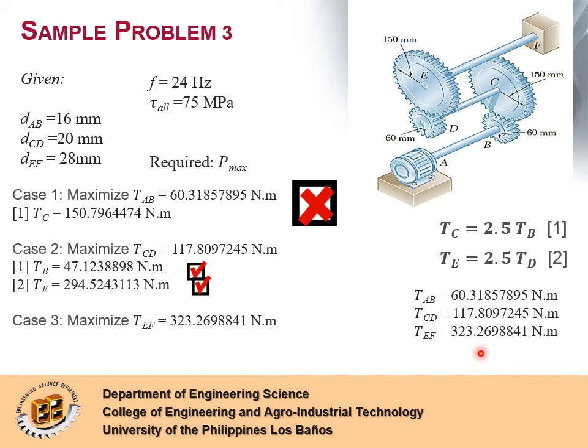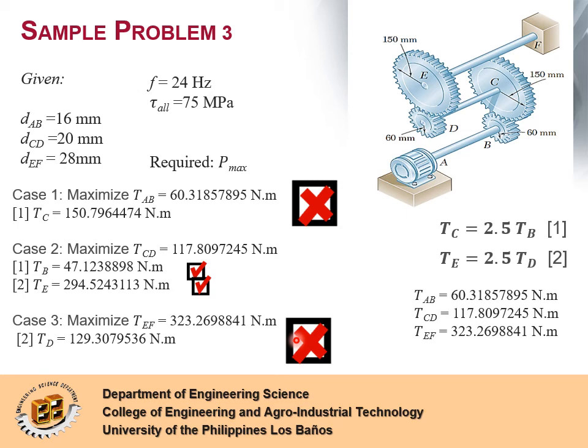Finally, for case 3, maximizing the torque at shaft EF, which is also the torque at gear E, T sub D is equal to 129.3079536 Newton meter using equation 2. This case fails because the allowable torque for shaft CD is only 117 Newton meter.